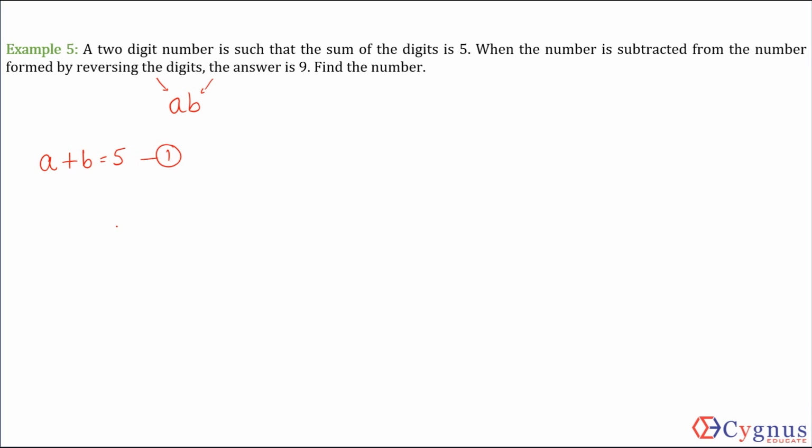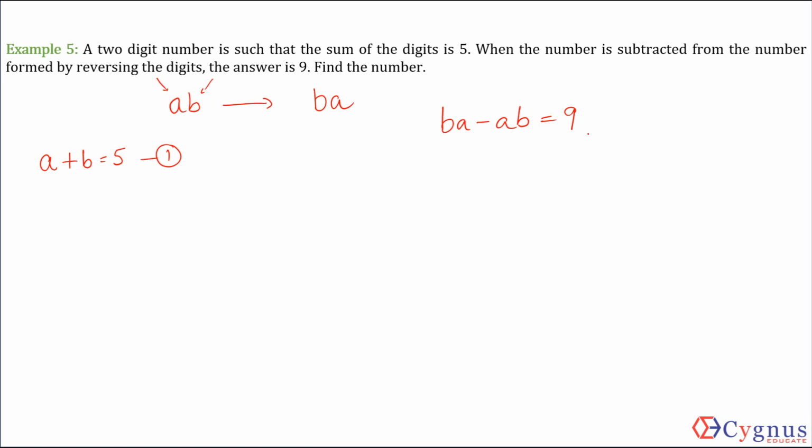When the number is subtracted from the number formed by reversing the digits. When you reverse the digits of AB, it will become BA. Now, what do you want? When the number is subtracted from the number, that means BA minus AB gives you how much? It gives you 9.